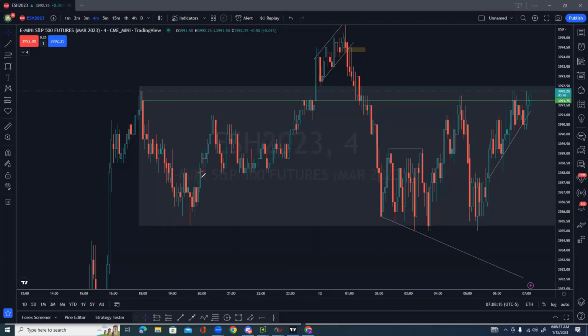Here's your displacement. Comes up and takes the liquidity. You play the return. You get that little bit. But you could have also targeted up here and just kind of held through some nastiness. Or re-entered.